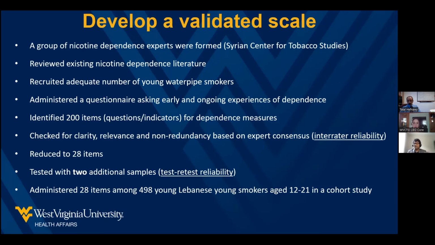As I told you earlier, for the inter-rater reliability, a couple of them sat together, evaluated it, and looked at the kappa coefficient and the Pearson R and all other things. And finally, they could reduce it to 28 items. And then they tested the 28 items in 2 different additional samples, which is the retest reliability that I explained earlier. And finally, they came up with 28 items, and it was administered among 498 young Lebanese water pipe smokers in a cohort study. So then we evaluated it.